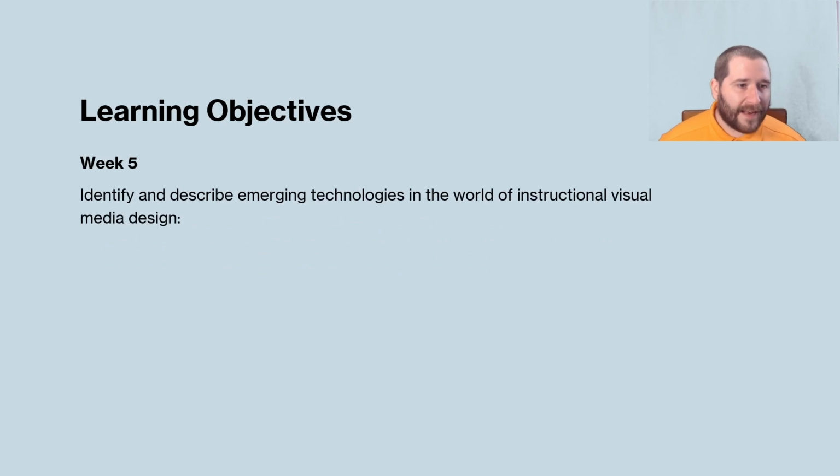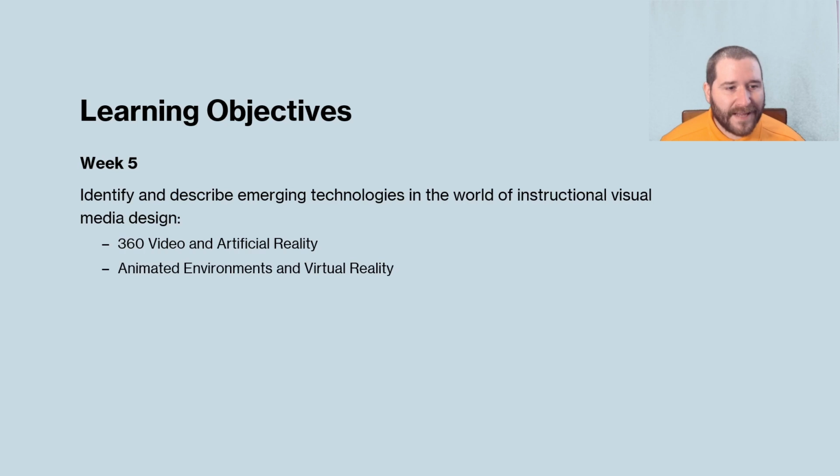we're going to look at identifying and describing emerging technologies in the world of instructional visual media. So we're going to look at the new stuff, the trending tech, that sort of thing. We're going to look at 360 video and artificial reality and how those two intertwine. We're going to take a look at animated environments in virtual reality.